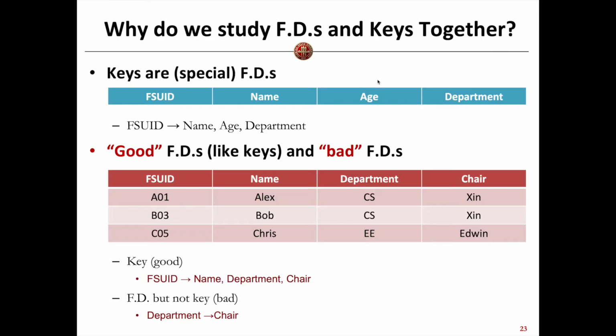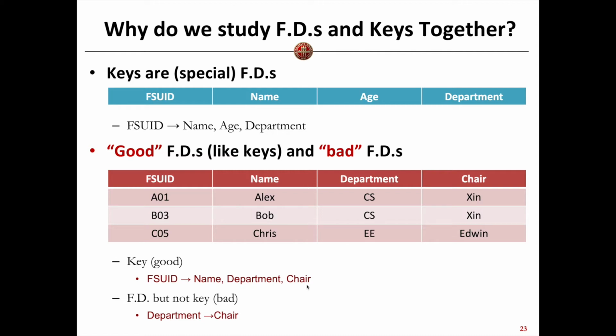Okay, welcome back. In the last week, at the very end, we showed you an example, right? If you still remember, we have a relation for the FSU students, as shown here on this page. We have FSU ID, name, department, and chair as the attributes for the relation. Based on this relation, we can find some FDs, the functional dependencies. The first FD we can find is FSU ID implies name, department, chair.